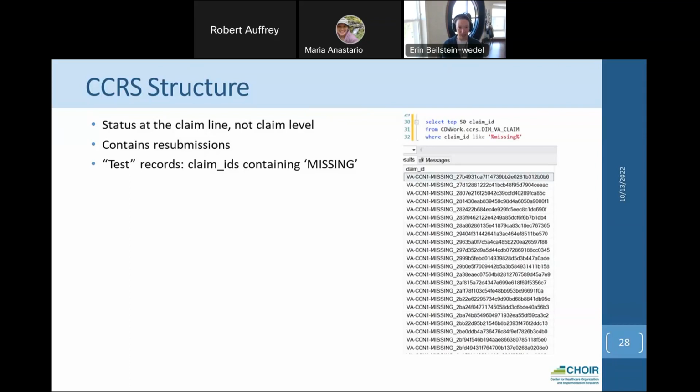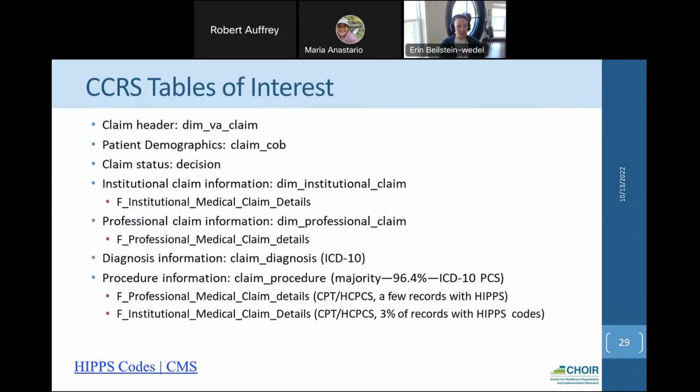CCRS, like PIT and the other systems, contains resubmissions, and I have some code that goes through how you might want to sort through those. And then there's test records in CCRS also, and they contain missing in the middle of the claim ID, and I've shown an image of that here. So that's an easy thing to sort through.